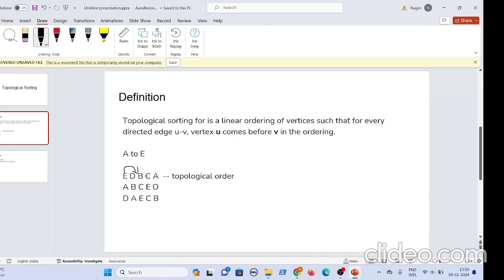Then according to this definition, for every directed edge U, V, U comes before V. Yes, there is an edge from E to D in the graph. Now I have arranged my topological order so that E came before D. So that is fine. Now there would have been an edge from D to A as well. Now let us consider my graph is this way, a directed graph.